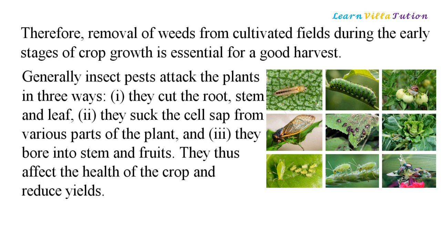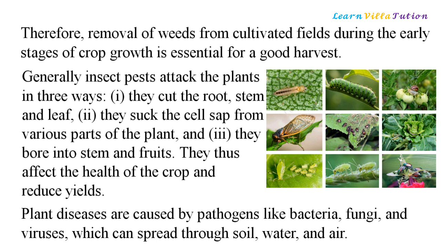Generally, insect pests attack the plants in three ways. First, they cut the root, stem and leaf. Second, they suck the cell sap from various parts of the plant. And third, they bore into stem and fruits. They thus affect the health of the crop and reduce yields.